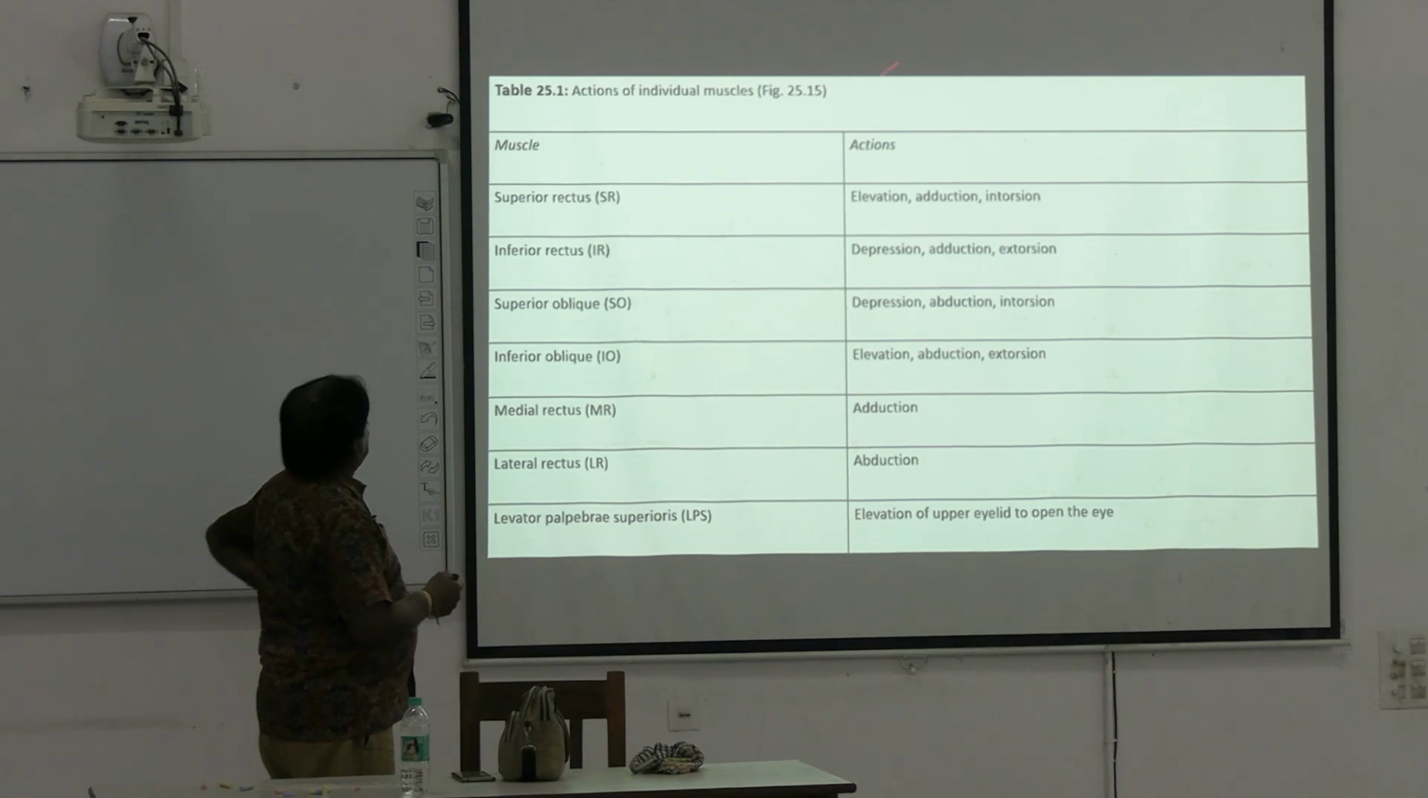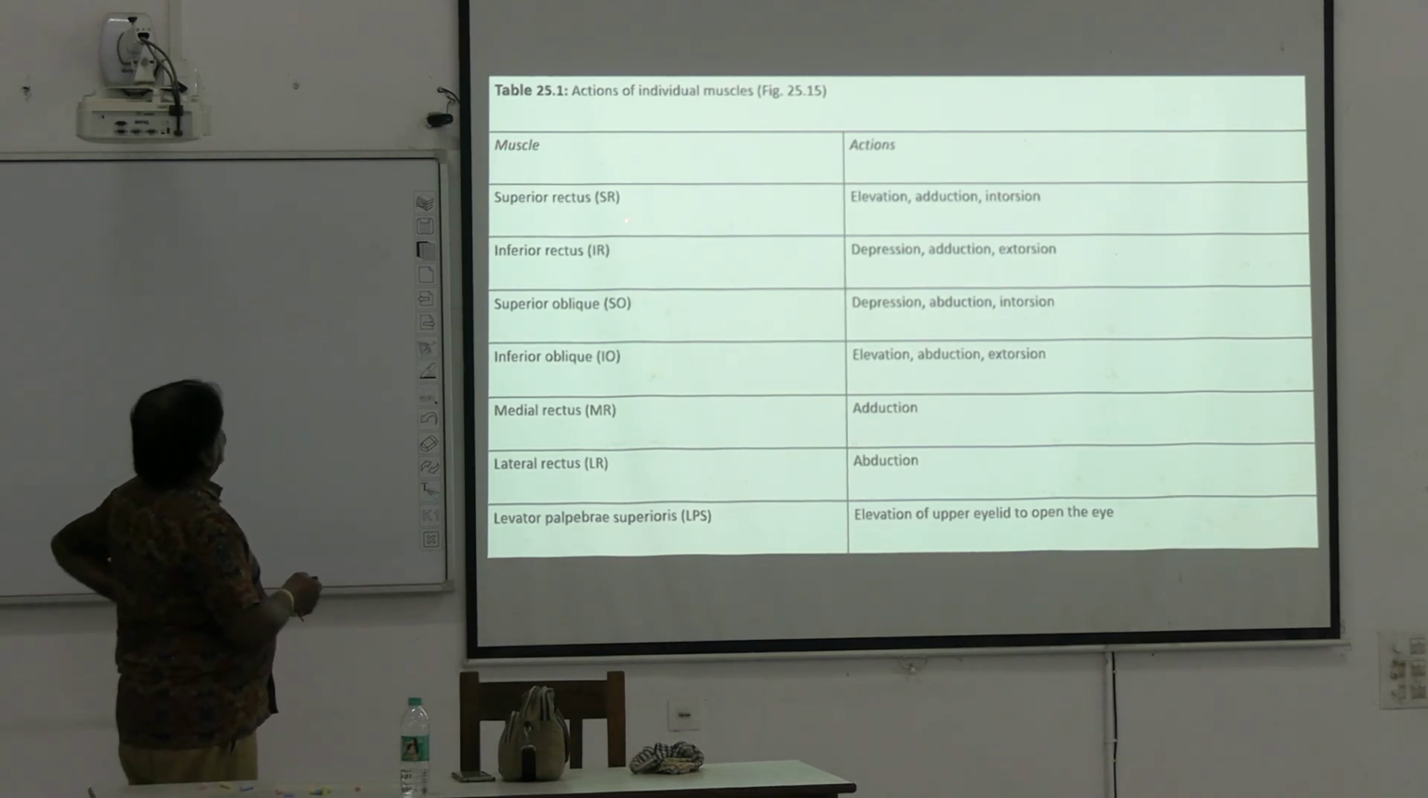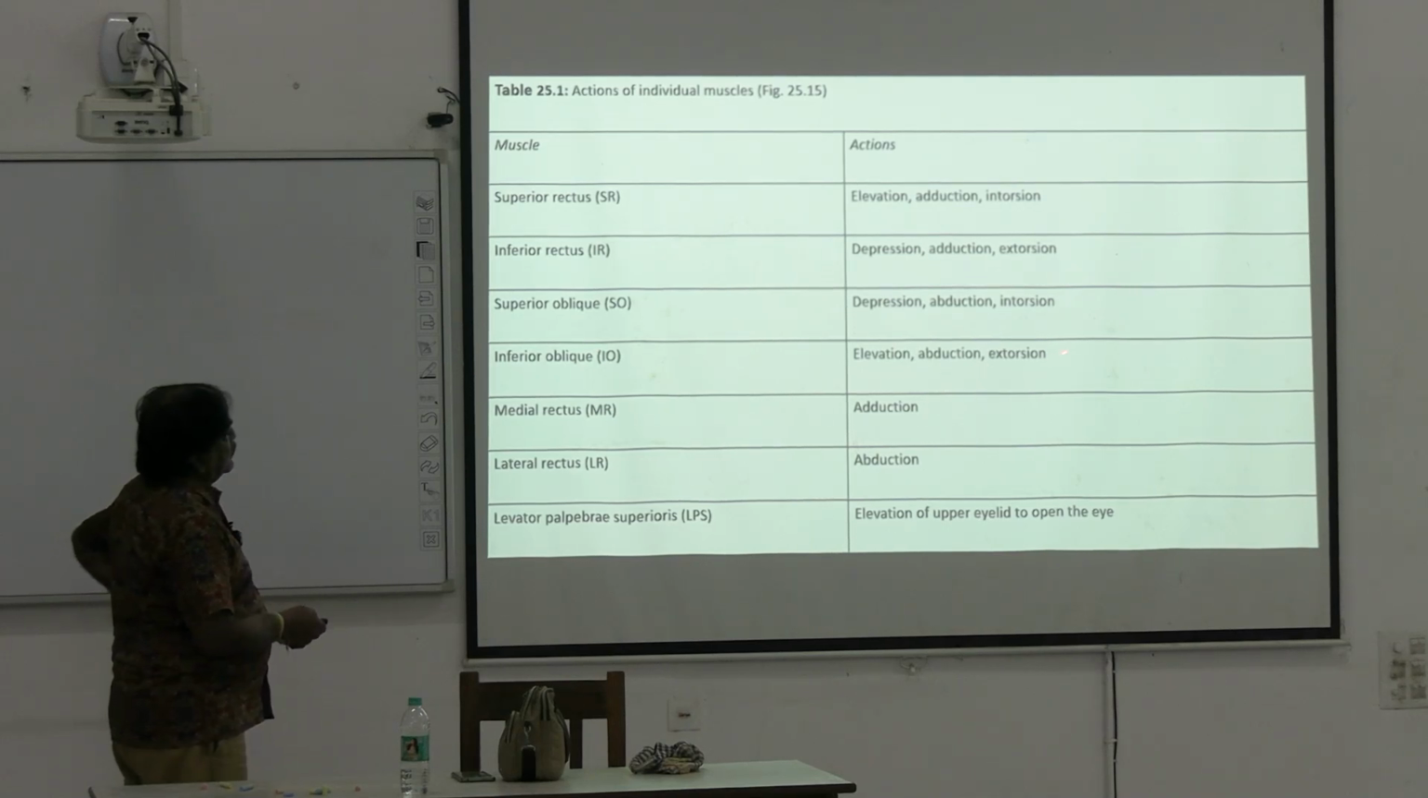Now, this is a chart, the muscle and the action. Superior rectus: elevation, adduction, intorsion. Inferior rectus: depression, adduction, extorsion. Superior oblique: depression, abduction, intorsion. Inferior oblique: elevation, abduction, extorsion. Medial rectus: adduction. Lateral rectus: abduction. Levator Palpebrae Superioris: elevation of the upper eyelid to open the eye.